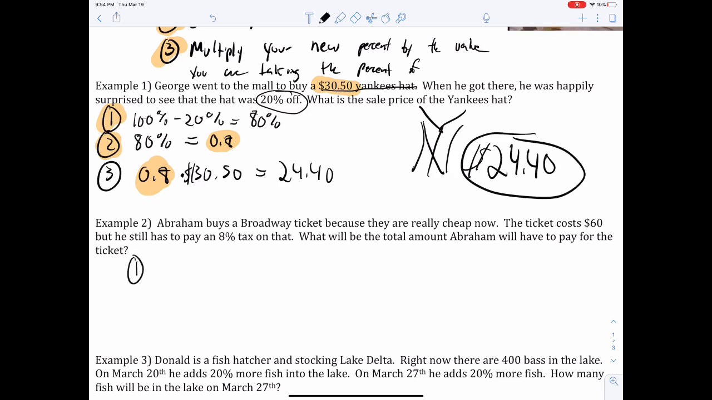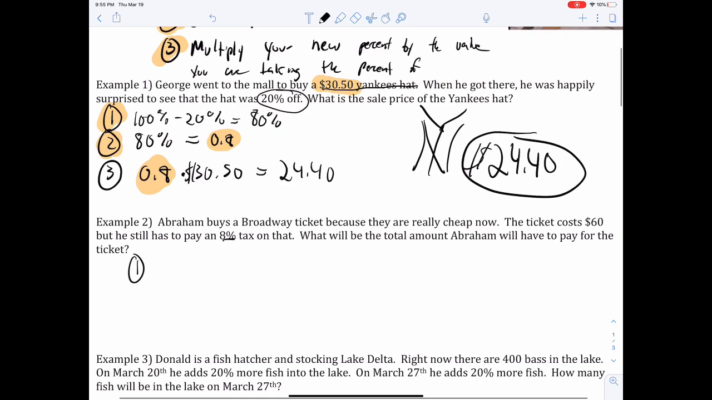Okay, so if we're going through the steps here, Abraham buys a Broadway ticket because they are really cheap now. The ticket costs $60, but he still has to pay 8% tax on that, so it'll be a little bit more expensive. What will the total amount be that Abraham has to pay? So if there's an 8% tax, the new amount he's going to have to pay for is going to have to be 108% of the original. 108%. So it's not going to be 60, it's going to be over 60.